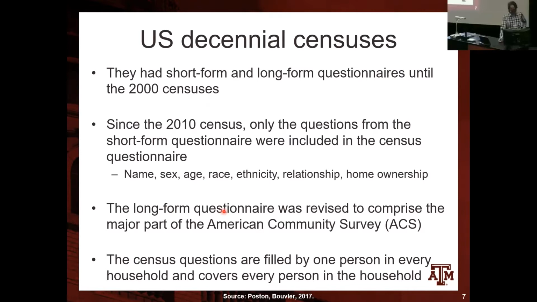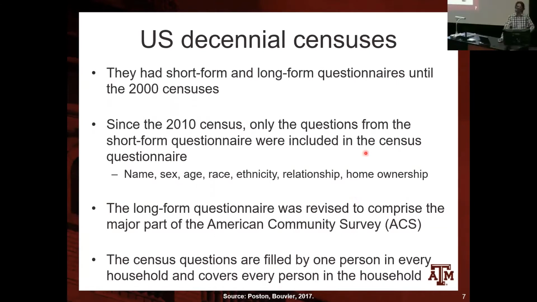So this long form here is not asked in the census anymore. For example, right now, the 2020 census that's going on, only the short form is being asked, with the idea to capture information about the whole population. But the long form is part only of the American Community Survey.